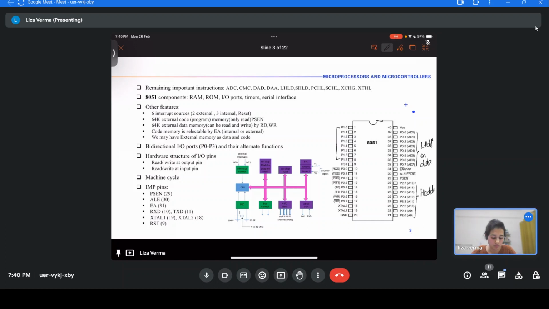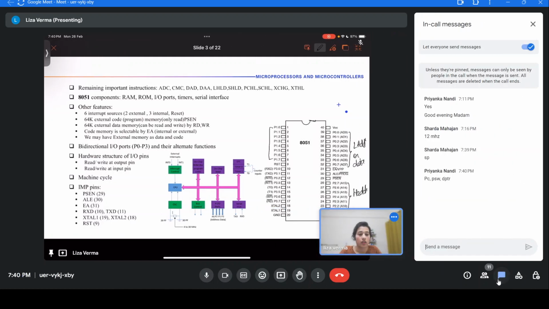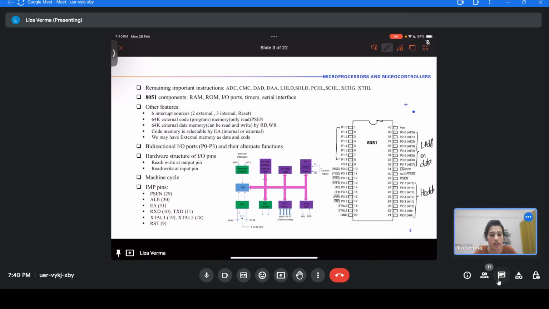Yes, so there was that confusion there, but it will decrement. You can check it, and if there's still confusion, you can post it on the forum, and we'll check it there. And the next question was how many 16-bit registers are there in 8051? Someone has given the answer. Priyanka has written PC, PSW, and DPTR. Anyone else?